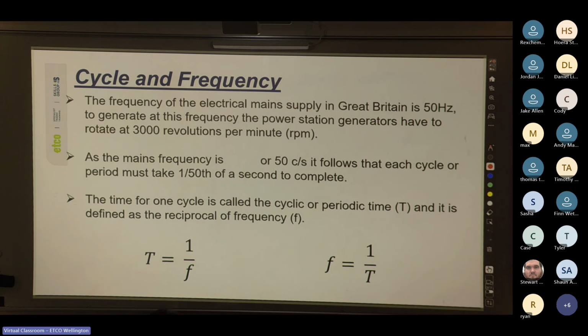Does that make sense to everyone? So we think about 3,000 RPM. We divide 3,000 by 60 to get seconds, so it's spinning 50 times a second.